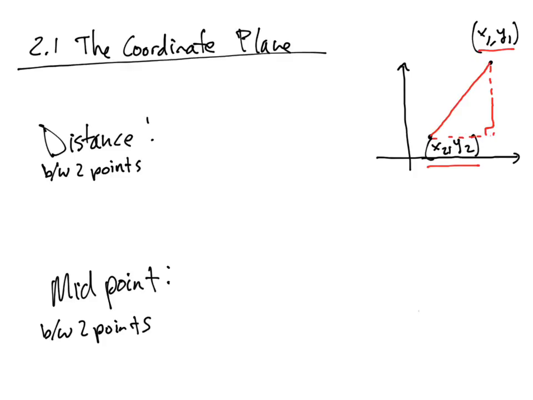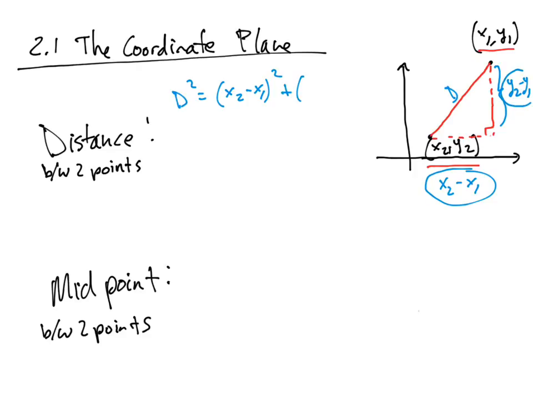the distance along the horizontal leg of this triangle we would say is x2 minus x1. The distance here along the vertical is y2 minus y1. We're going to call the hypotenuse d. Now if we use the Pythagorean Theorem, we would say d squared equals x2 minus x1 squared, so it's just this leg down here, plus this leg over here, y2 minus y1 squared.